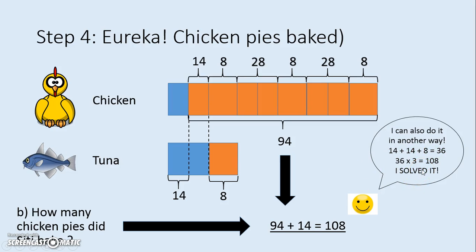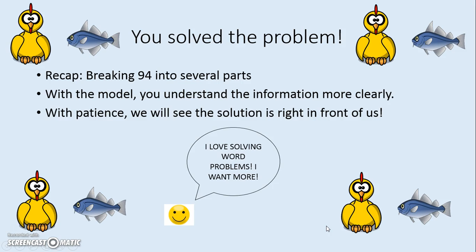So there are 2 ways to actually solve this problem. 1. Find the total number of tuna pies that were baked and multiply them by 3. 2. Simply add the 14 to the 94 chicken pies that were sold to get 108. You solved the problem now. So how do you actually solve the problem?